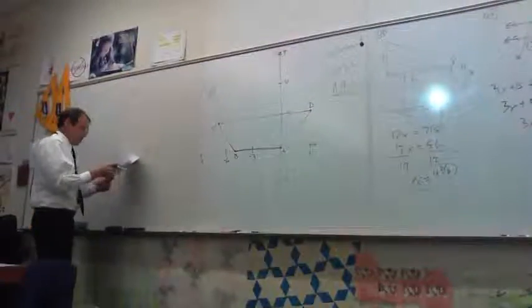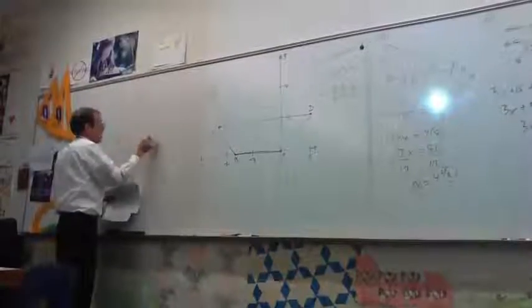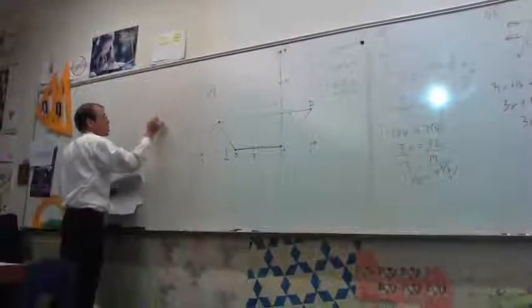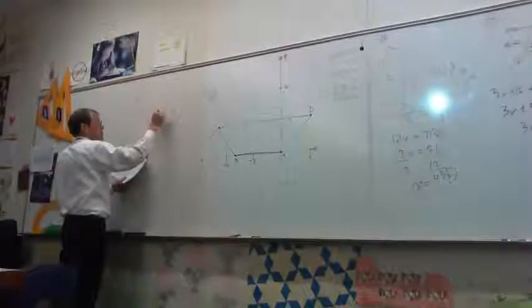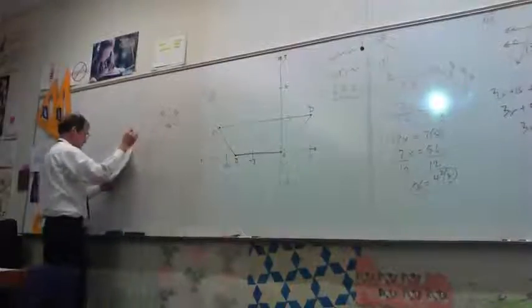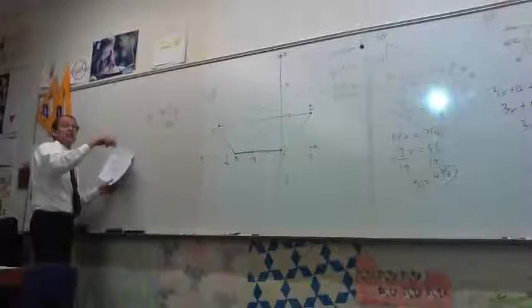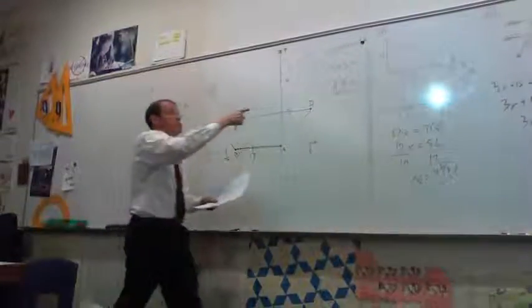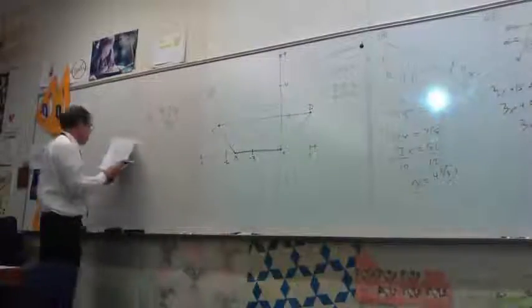Number 2. How do I show that these two triangles are similar? You look at them. That's not enough information. Yes. If the sides are proportional, which one are we using here? Side, side, side. But we have to show that they're proportional.